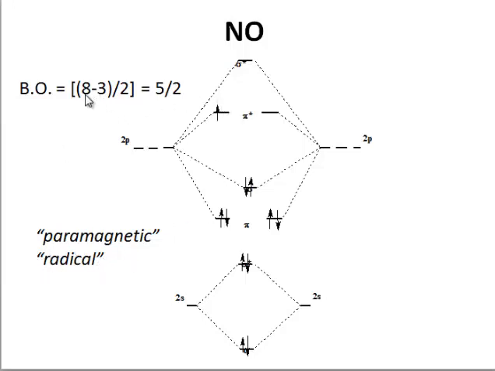The bond order is greater than 2 but less than 3. 8 bonding electrons minus 3 anti-bonding electrons over 2 gives a bond order of 5 halves for the NO molecule. Alright, this concludes the 7th and last lecture for Unit 7 and the second of 2 lectures on orbitals for molecules.